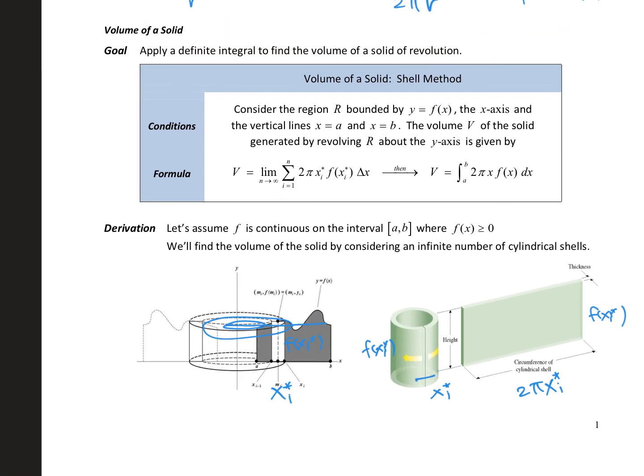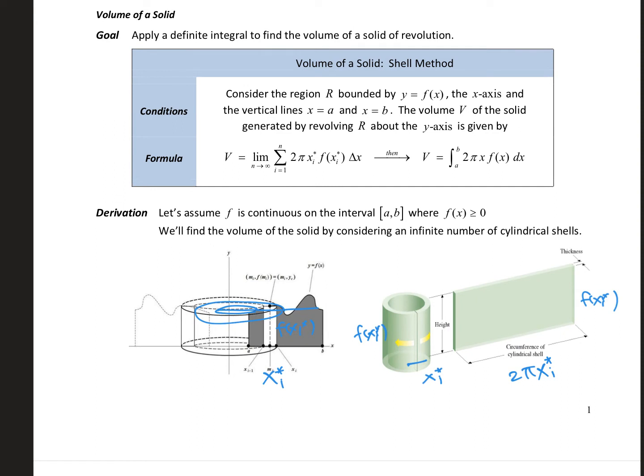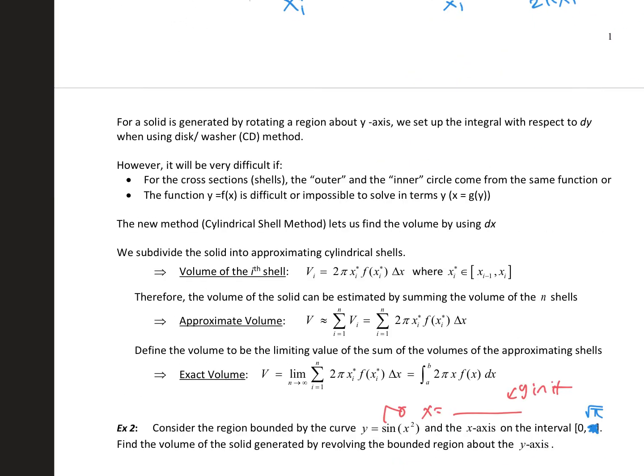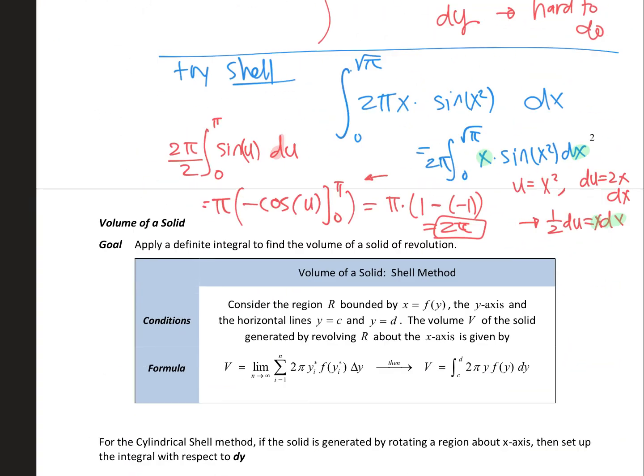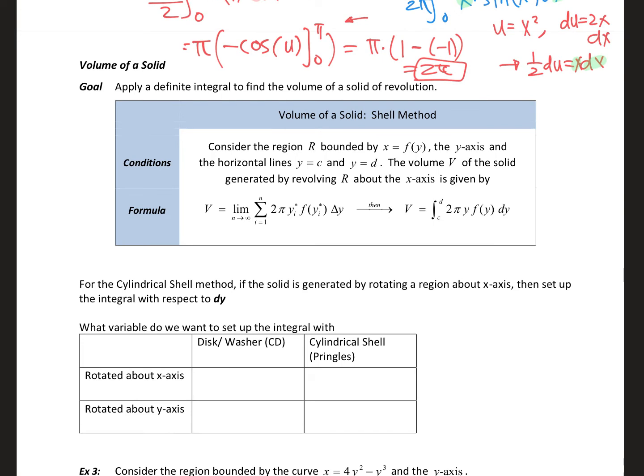So here we are rotating about the y-axis, and then it's going to be done in terms of dx. And when it's rotated about the x-axis, then for the shell method, it's going to be done in terms of dy. Right? So for the cylindrical shell we're doing right now, that's dy.